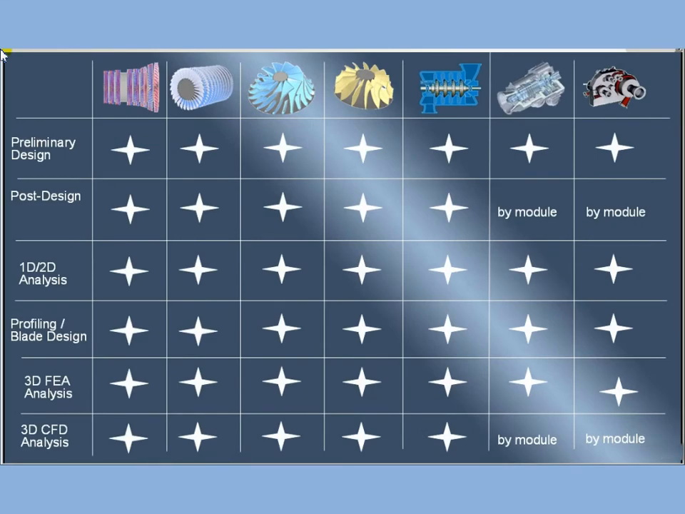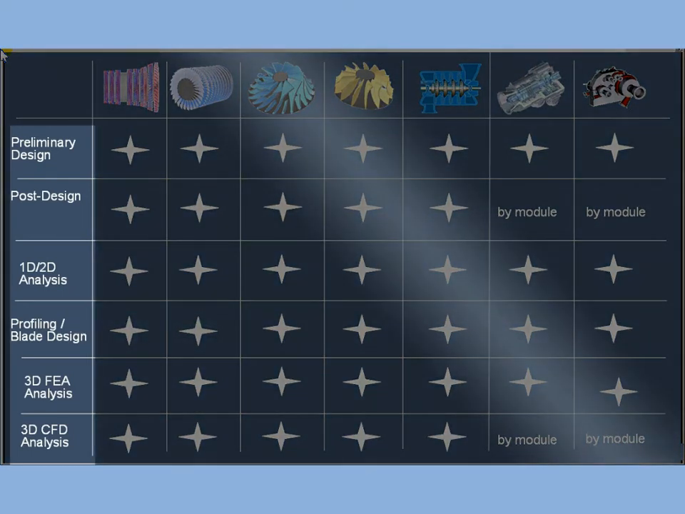AxSTREAM Suite is a vertically and horizontally integrated product. As a vertically integrated product, it provides all phases of conceptual design including preliminary design and sizing, post-design adjustment, mainline, 1D, and streamline, 2D, analysis coupled with design of experiment and map generation, profiling blade 3D design, 3D finite element-based structural analysis, and 3D Navier-Stokes CFD analysis.